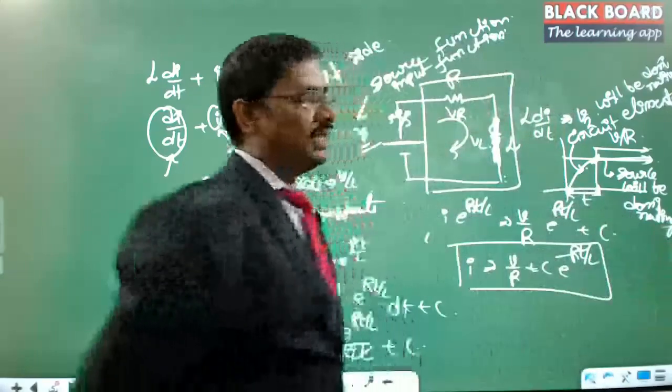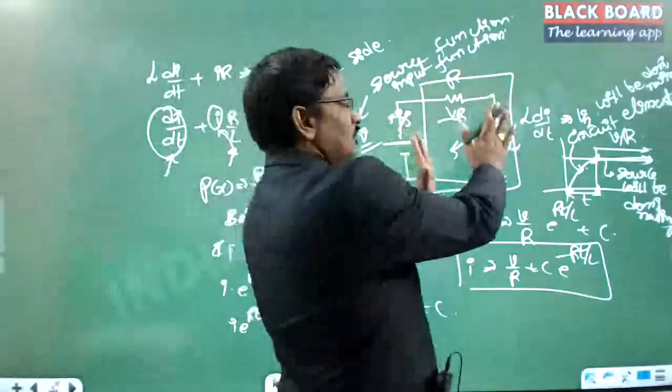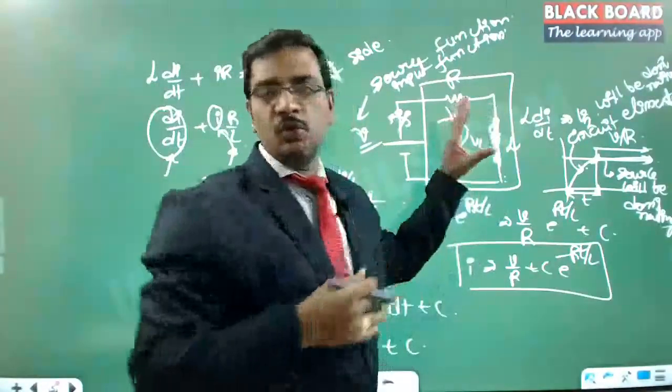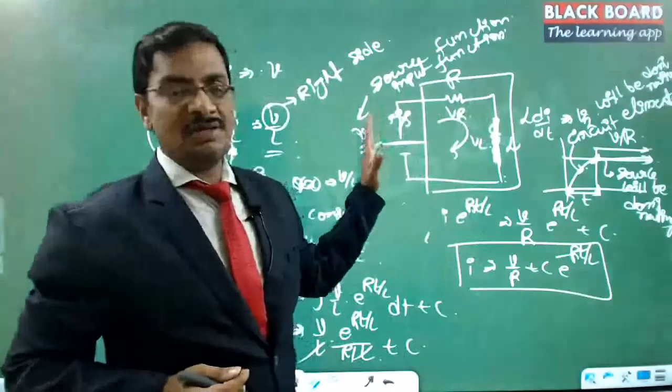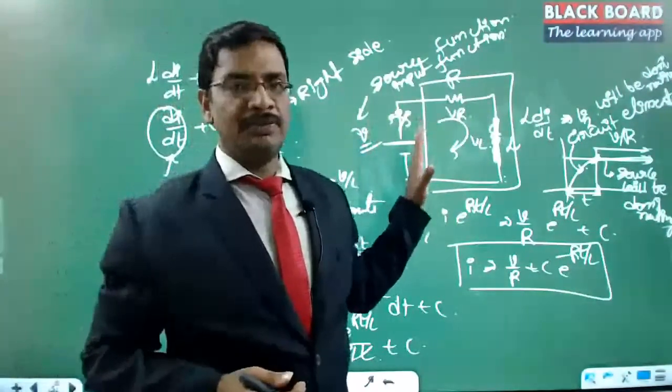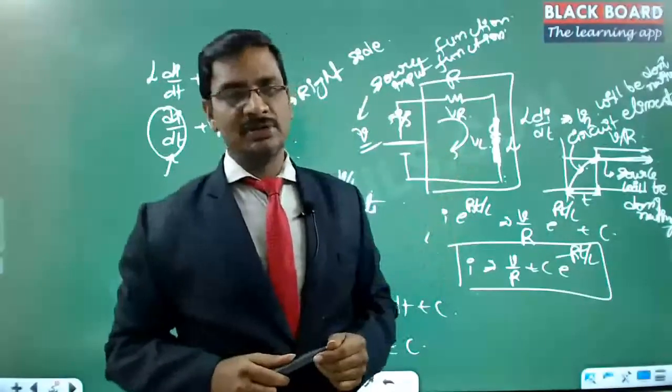Right? So initially, the circuit elements in this black box, whatever is there, will have a huge impact initially. Outside the black box, whatever is there will have the impact permanently. So both together will decide how much current should flow within this particular circuit.